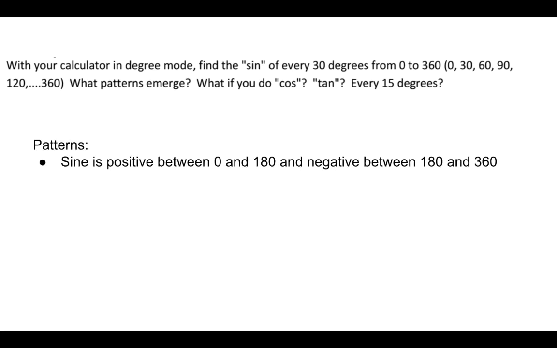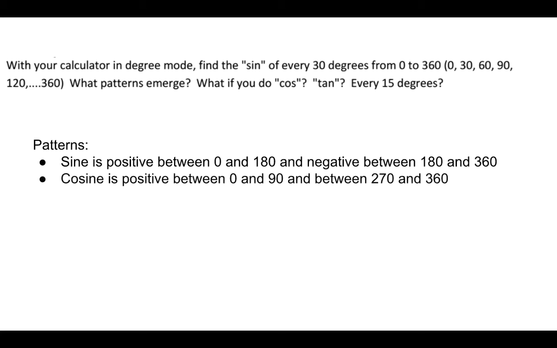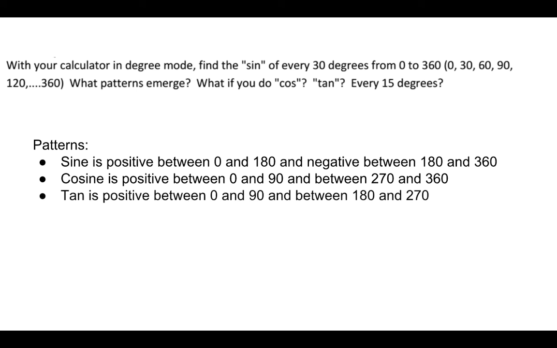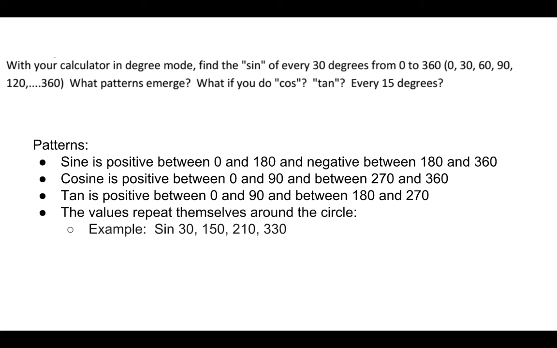Some patterns: sine is positive between 0 and 180, negative between 180 and 360. Cosine is positive between 0 and 90, and 270 and 360. This is all based on the fact that sine is y and cosine is x. Tan is positive between 0 and 90, and between 180 and 270, where sine and cosine are both positive, or the x's and y's are both negative. And the values really repeat themselves.